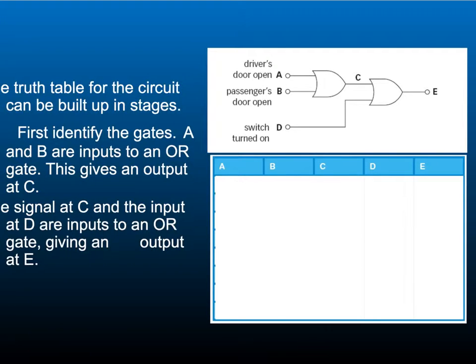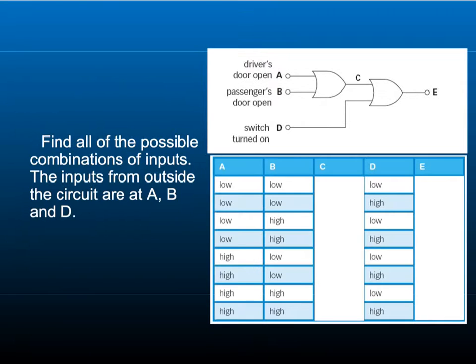The first stage is to identify the logic gates and decide which are the inputs. You then need to label each of the inputs and the outputs. So here we've got inputs A, B and D. C is the output from this logic gate and E is the output from this logic gate. You can see that the input to this logic gate comes from D and C. So the output of this one influences the output of this one.